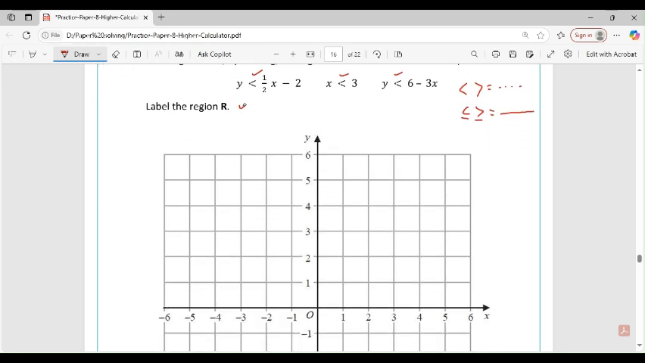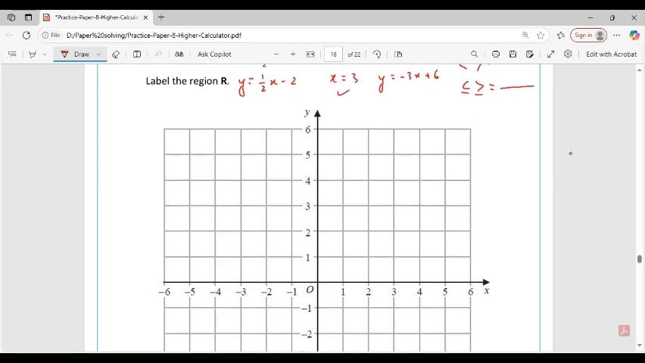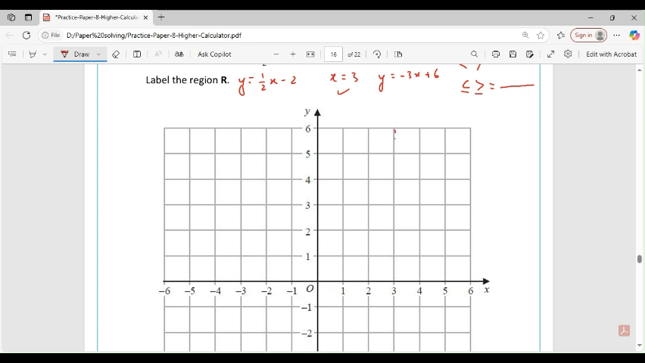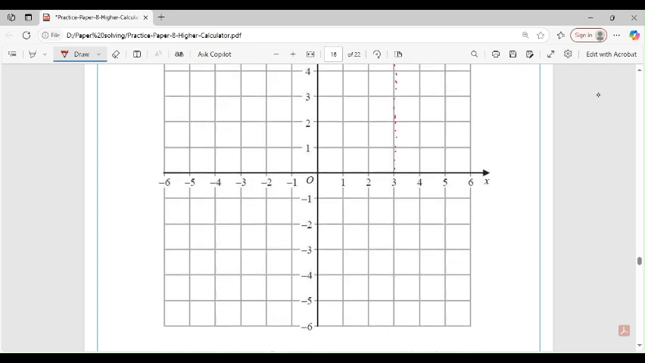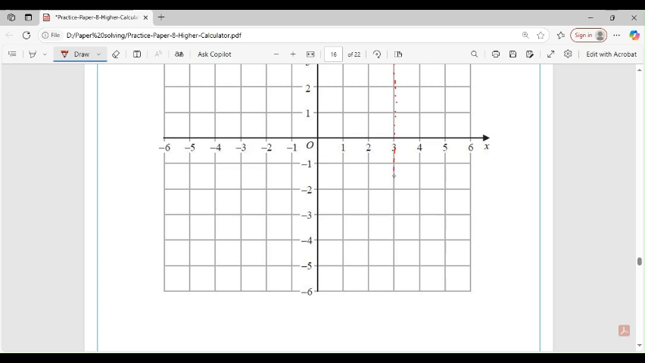Changing this to y equals mx plus c, I will be making this y equals 1 over 2 x minus 2, and this is going to be x equals 3, and this is going to be y equals negative 3x plus 6. So the first line is going to be x equals 3. First of all, I'm plotting this one, and as you can see, this line is going this way. Remember that this is going to be a dashed line or dotted line, you can say. It's going to be going here.